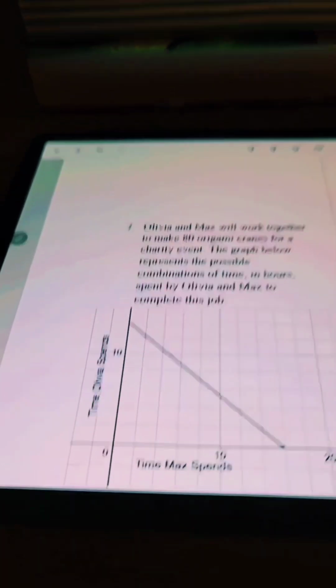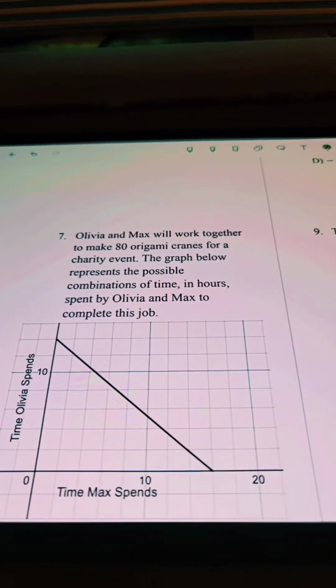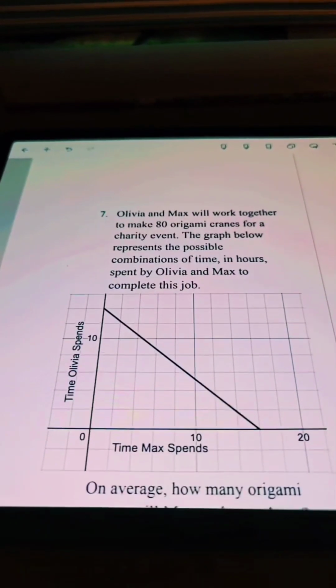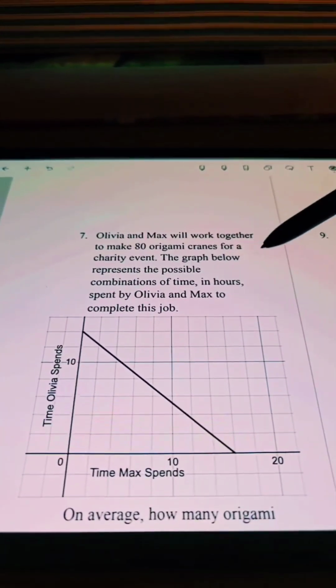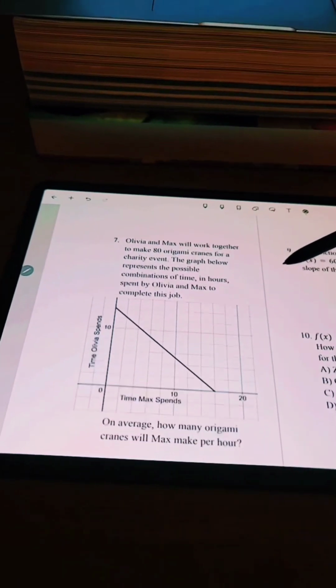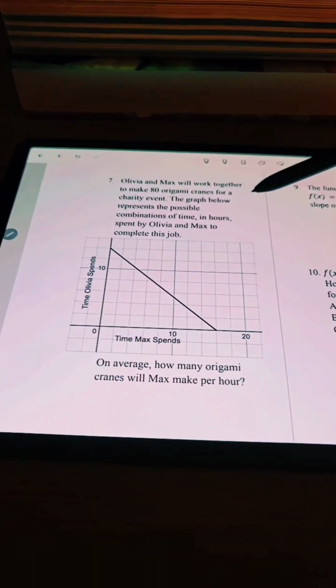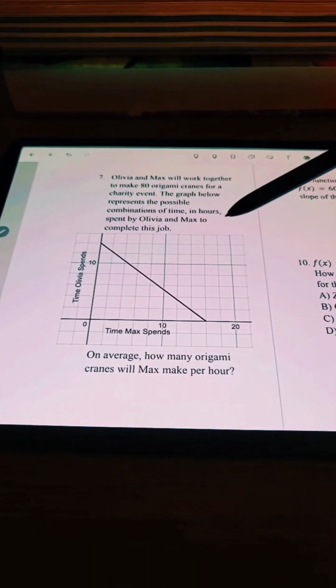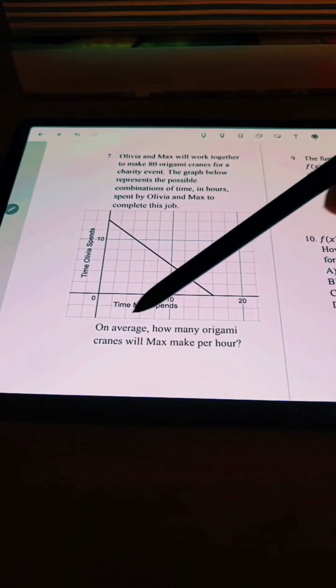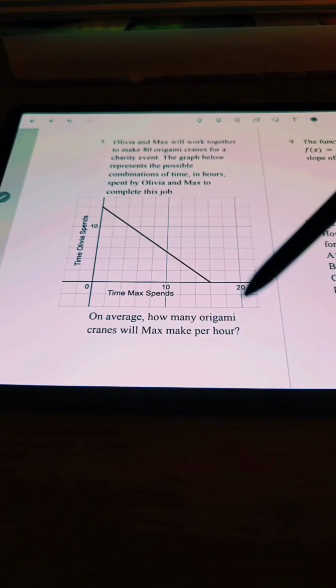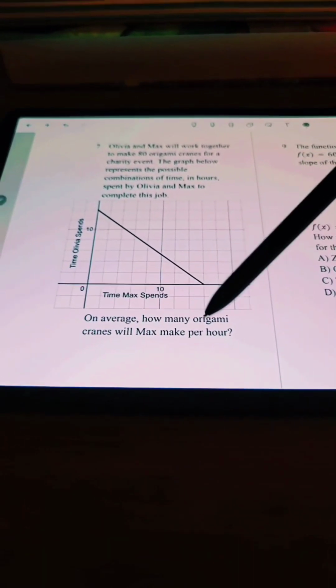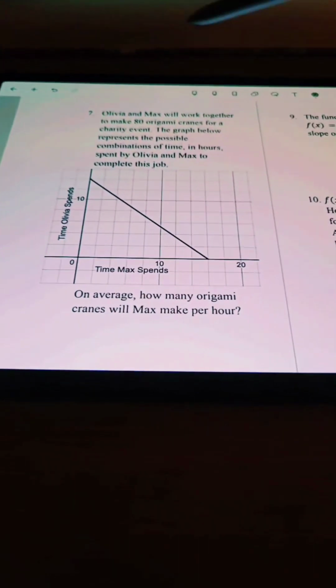But let's go to number 7. Number 7 says Olivia and Max will work together to make 80 origami cranes for a charity event. The graph below represents the possible combinations of time and hours spent by Olivia and Max to complete this job. So this is the time Max spends, this is the time Olivia spends. On average, how many origami cranes will Max make per hour? So we're just focusing on Max right now.